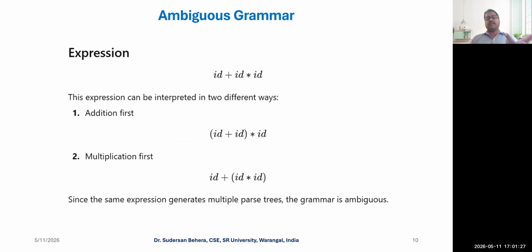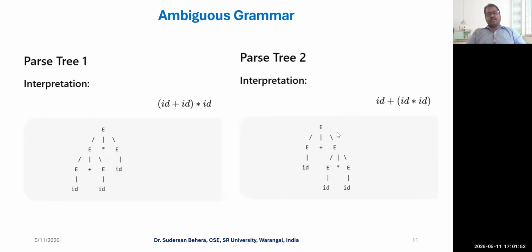If you take rightmost derivation, multiple parse trees can occur. If you take leftmost derivation, multiple parse trees can also occur, because one parse tree will give you addition first, and the other will give you multiplication first. So for either leftmost or rightmost derivation, two instances occur. This kind of grammar is called ambiguous.